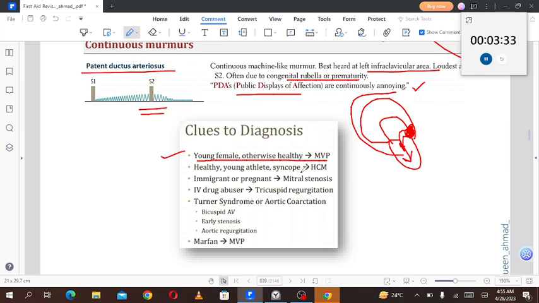If there is a healthy young athlete with syncope or maybe even death, that is hypertrophic cardiomyopathy. If there is an immigrant or pregnant patient, that can be mitral stenosis. In immigrant patients there will be mitral stenosis, I guess because of rheumatic fever, or in pregnancy there is mitral stenosis for some reason. Then IV drug abuse causes tricuspid regurgitation, which is very important. Staphylococcus aureus in IV drug abusers will cause tricuspid regurgitation, the right-sided regurgitation. Then we have Turner syndrome or aortic coarctation, which is associated with bicuspid aortic valve, early stenosis and aortic regurgitation, and Marfan syndrome is also associated with mitral valve prolapse.